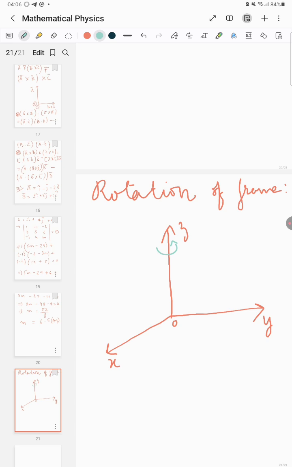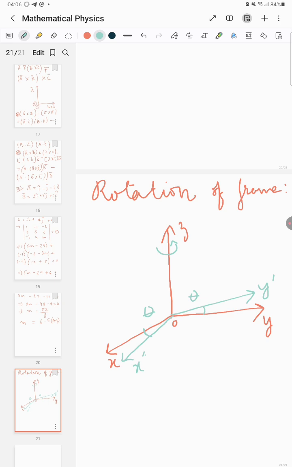What would change? The X axis would become X prime. The Y axis would become Y prime, and the angle between X and X prime would be theta. Similarly, the angle between Y and Y prime would also be theta, because the frame is rotated about the Z axis by an angle theta.